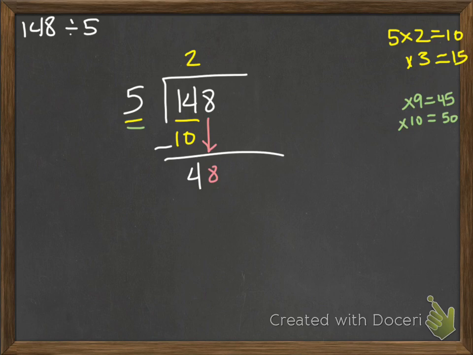Okay, let me erase that line so I don't confuse myself. Okay, 5 times 9, I'm going to put the 9 up here. And I'm going to go 9 times 5 is 45. I put that right here. And then again, the same thing, I'm going to subtract it.